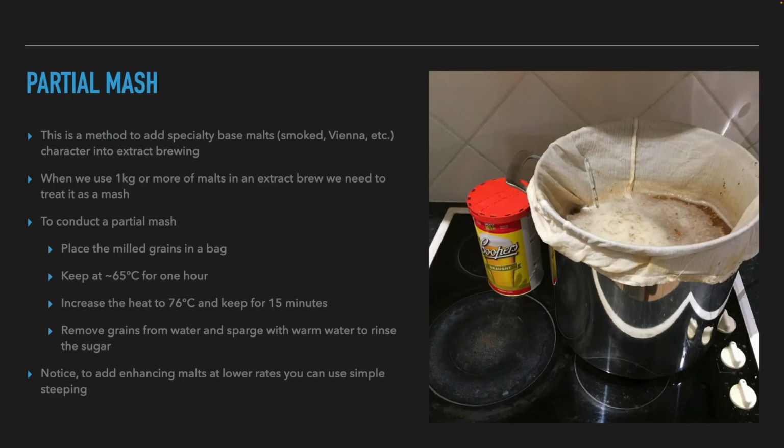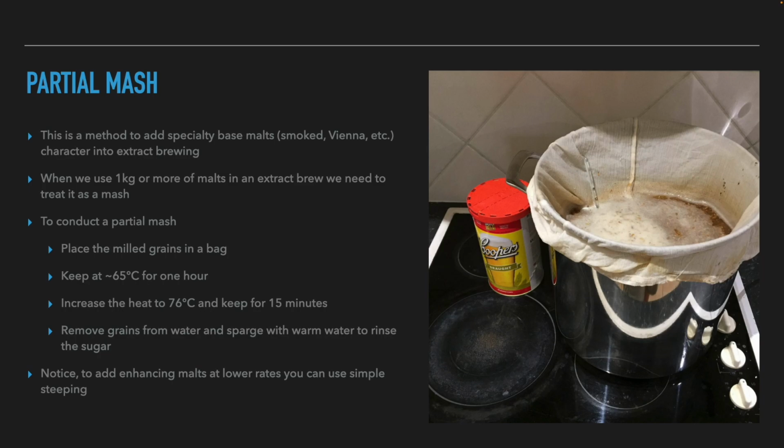Another type of mash that I want to talk about in this course is a partial mash. This mash is very common for homebrewers, so as beer judges, we need to know this process and its impacts on the mash. This is a method to add specialty base malts like smoked, Vienna, or Munich malt character to extract brewing. When we use 1 kilogram or more of malts in an extract brew, we need to treat it as a mash. To perform a partial mash, place the milled grains in a bag.